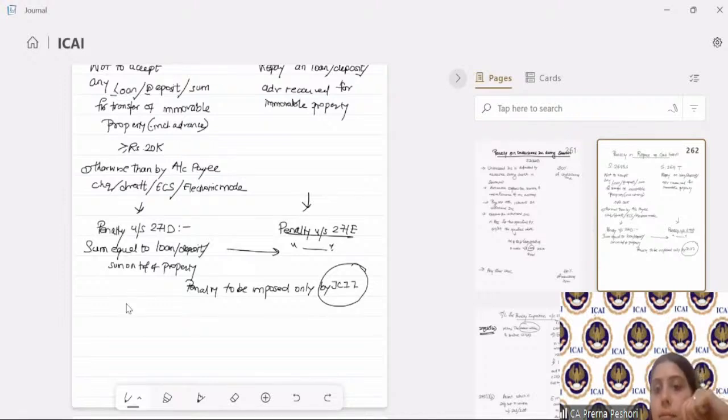Is that clear? Yes, Priya, very correct. Yes, Veela, perfectly. JCIT has to impose this penalty. Is that clear? Clear?